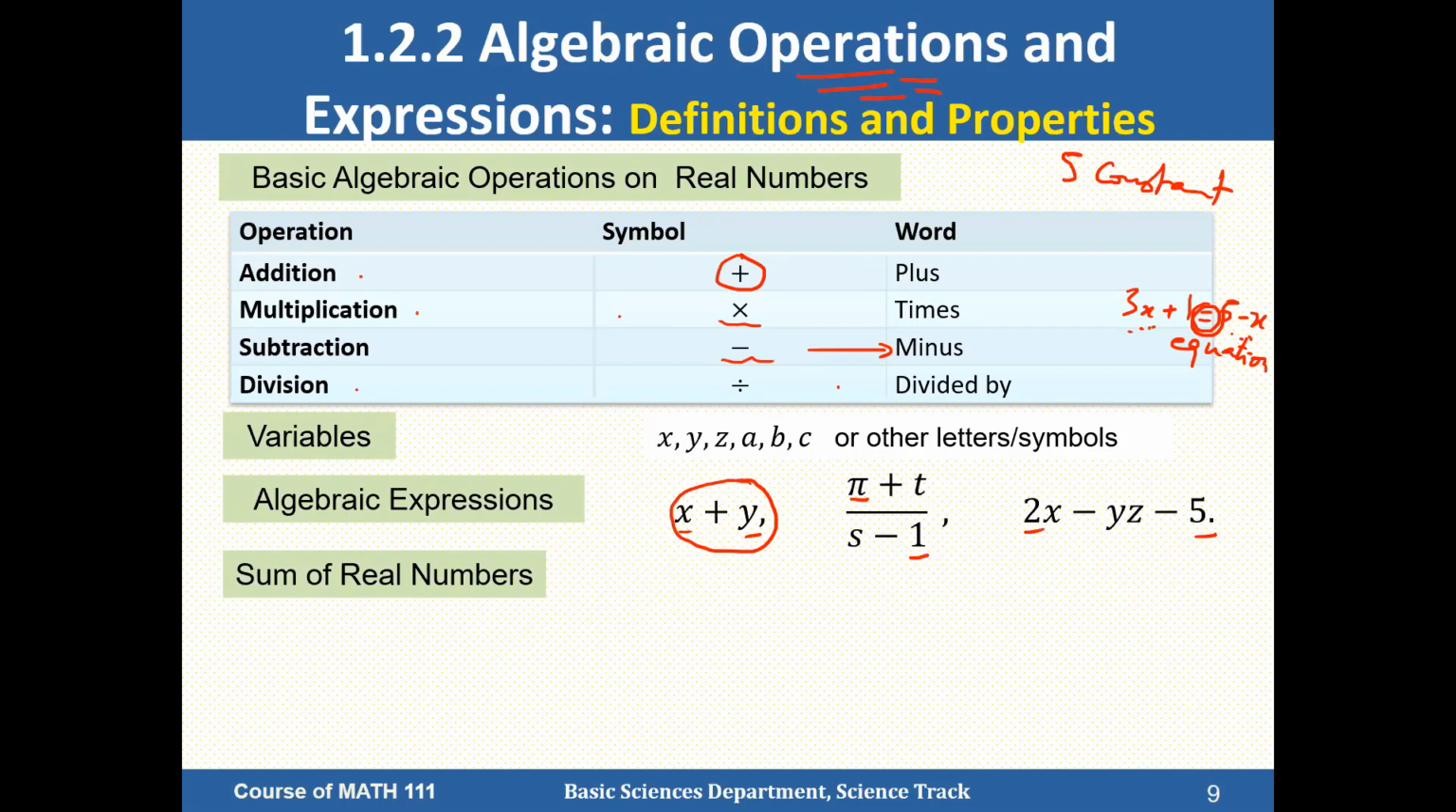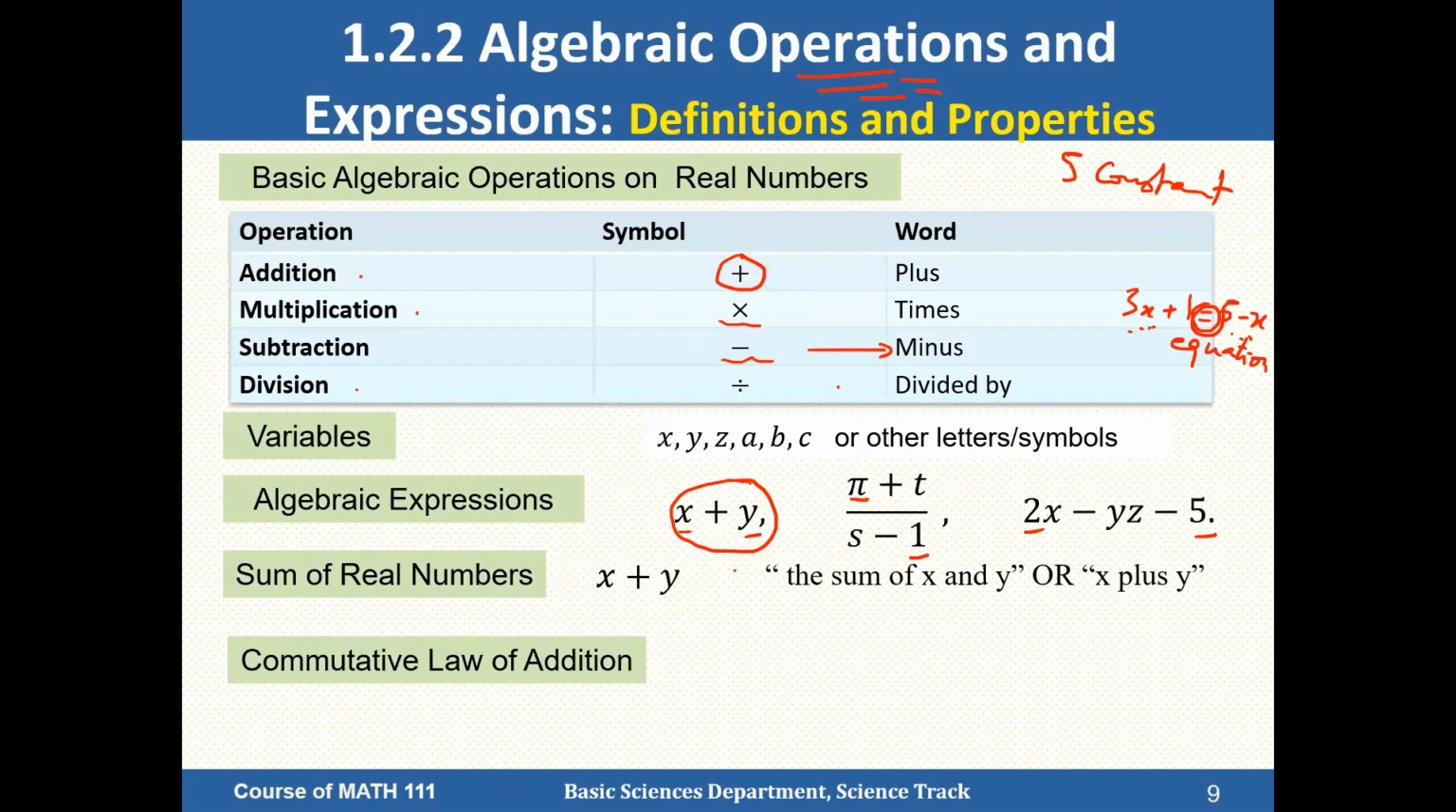So let's see the main properties of the basic algebraic operations. We start with addition, the sum of real numbers, x plus y. The sum of two real numbers is commutative, which means that the order is not important. a plus b equals b plus a. 1 plus 5 equals 5 plus 1. The order is not important in addition. It is commutative.